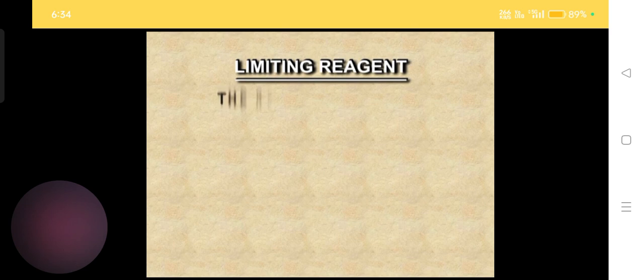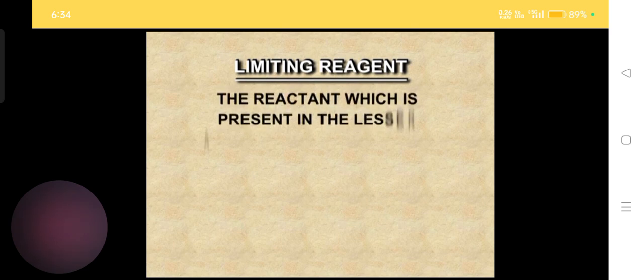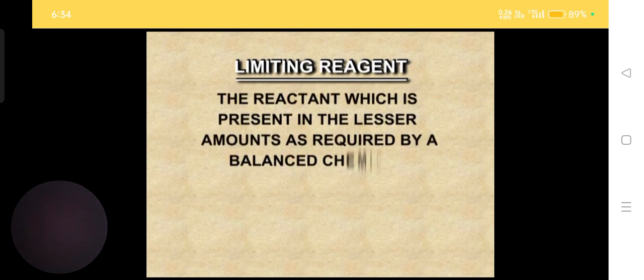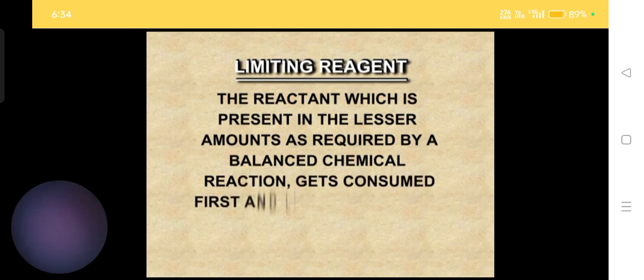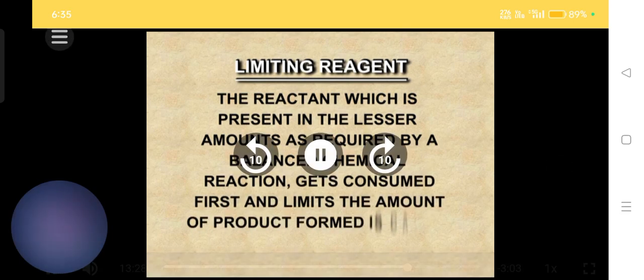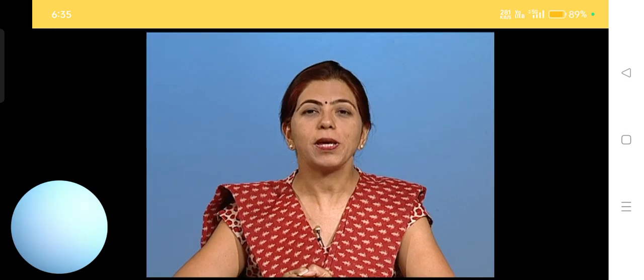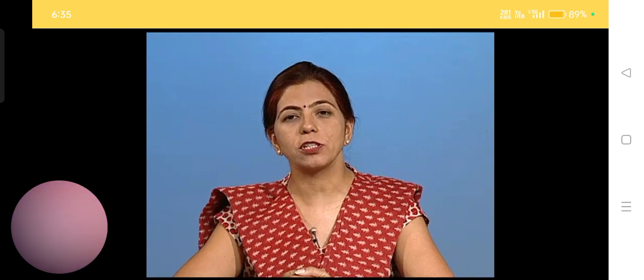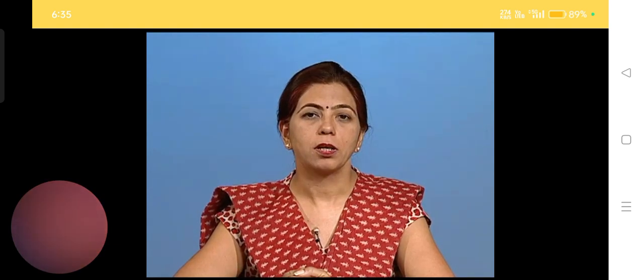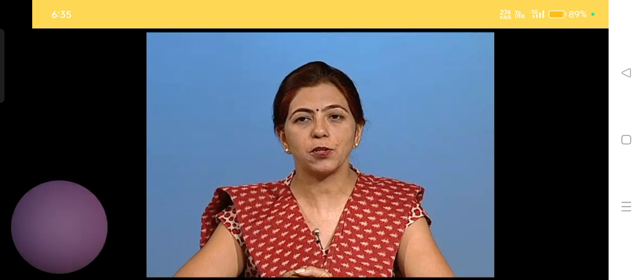Limiting reagent. The reactant which is present in the lesser amount as required by a balanced chemical reaction gets consumed first and limits the amount of the product formed. It is called a limiting reagent. Let me explain the concept of limiting reagent taking an example: preparation of ammonia by Haber's process.